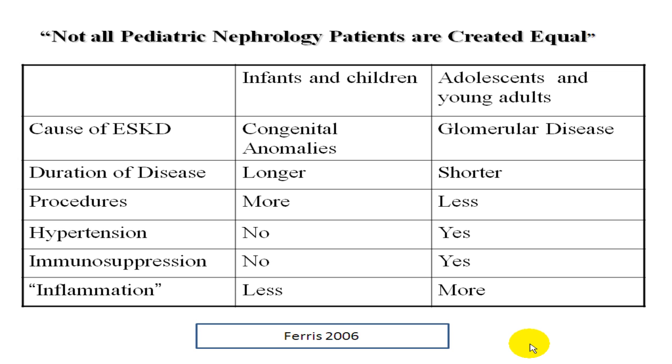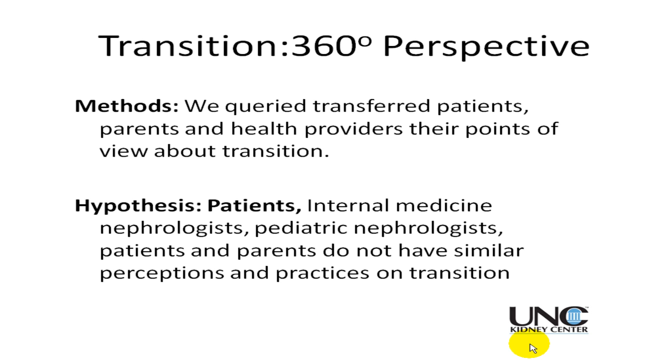Whereas if you're an adolescent or a young adult, the likelihood of you having glomerular disease is greater. You've probably had the disease shorter, but you have seen more hypertension, more immune suppression, and probably more of what we call inflammation. But I think that this separation is guiding some of our research, because I think that these children transfer or transition very differently from these young adults. The whole family interactions and dynamics are very, very different. So that's an important slide to remember.